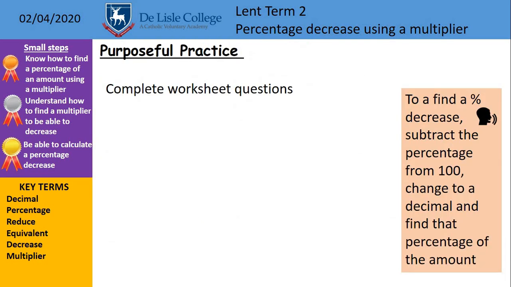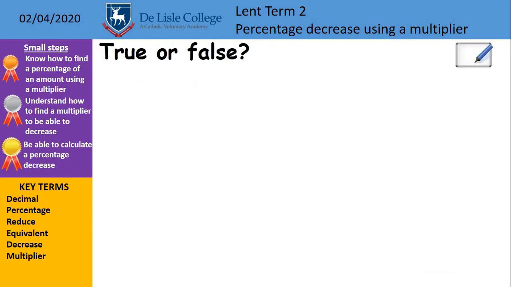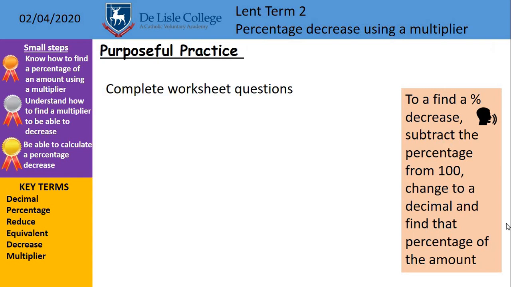At this point you can have a go at the worksheet if you want to, but if you just wait for a moment, I'm going to go for my true or false questions. You might also want to have a go at recalling this to me. So how do I find a percentage decrease? To find a percentage decrease, subtract the percentage from 100, change to a decimal and find that percentage of the amount. Repeat it again to me.